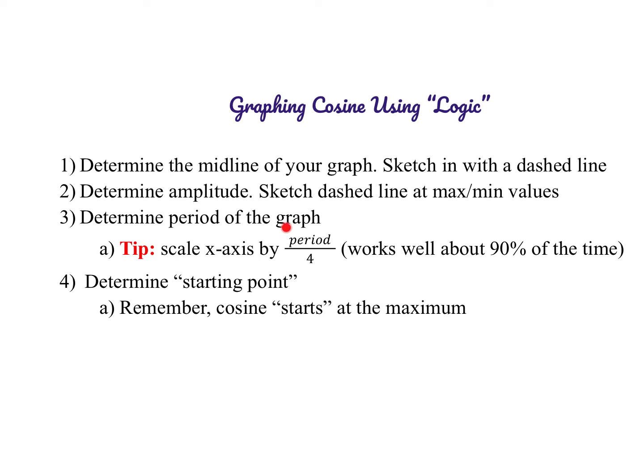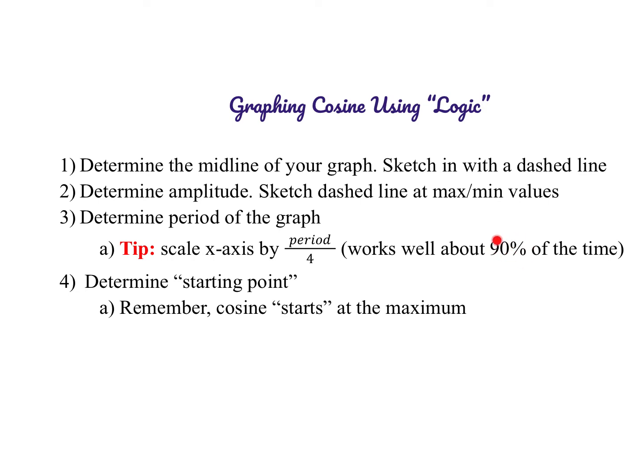Then I use the period of the graph to help me scale my x-axis. Typically, if you take your period and divide it by 4, that's a really good way to scale your axis, because a unit circle has 4 quadrants. That's why it takes those 4 quadrants to complete its cycle. So if you split up your period into 4, it's a nice way to jump from the maximum to the middle to the minimum to the middle and back to the maximum. Now this works about 90% of the time.